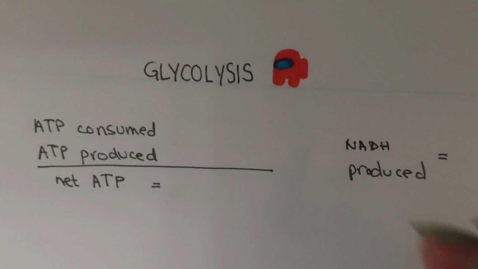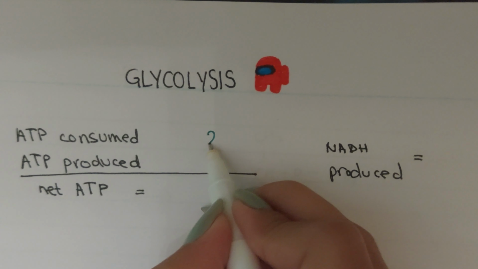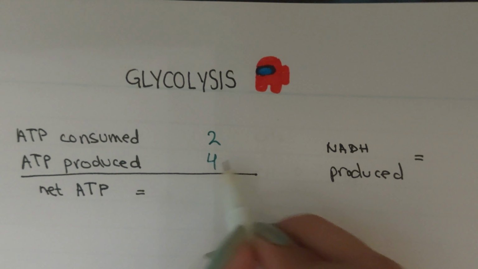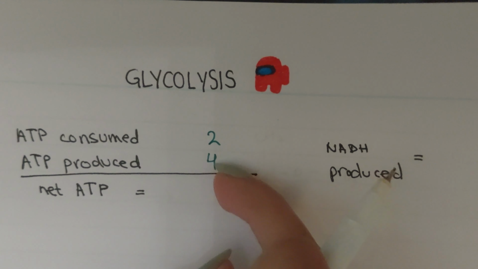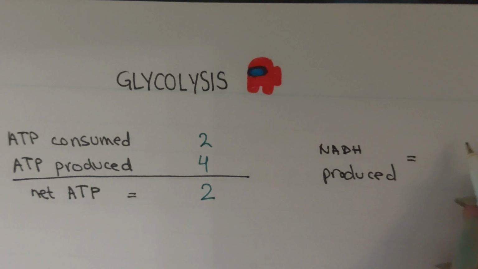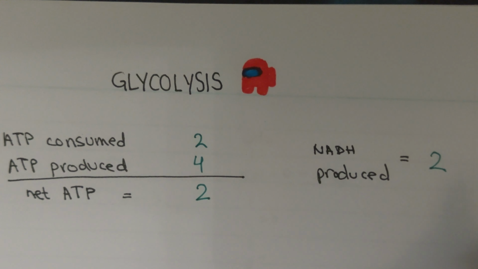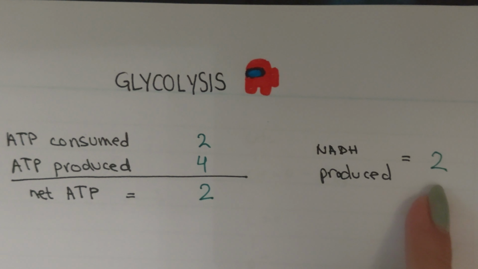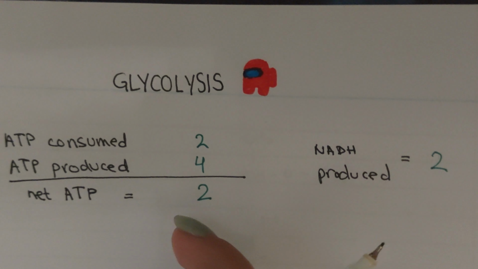So, in summary, the total ATP that was consumed in the process was 2 ATPs, and the ATP produced was 4 ATPs. But since 2 ATPs were used, we are going to subtract 2 ATPs from here, and the net ATP is going to be 2. And NADH produced was 2. So the total was 2 ATPs and 2 NADH. Also, this process occurs in the cytoplasm.